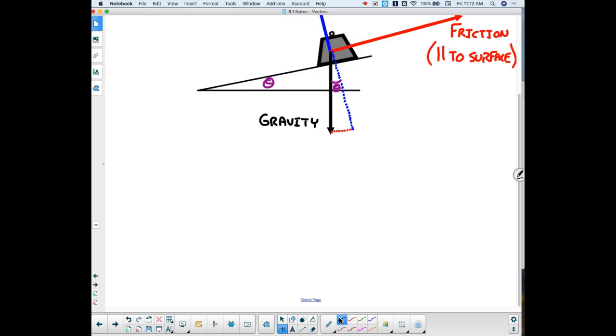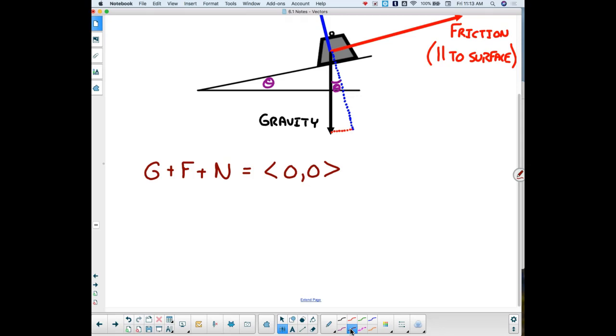When we're dealing with the forces, gravity plus friction plus my normal force has to cancel out if my object is at rest. If my object's not at rest, then they don't cancel out. But if my object is at rest, all three of those forces added together cancel each other out.